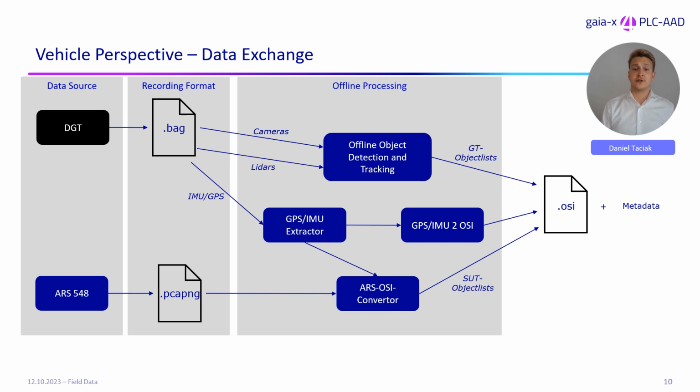The second one is the GPS position and heading of the vehicle, which, as long as the recording went all smooth, does not need any post-processing and can be directly written back to the output format. At last, the SUT data, which already contains object lists generated by the ARS during runtime, is also converted to our target format.